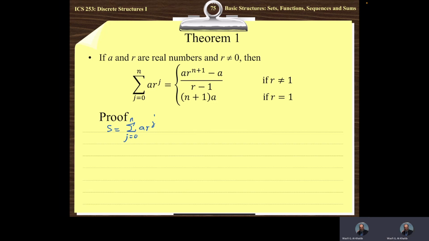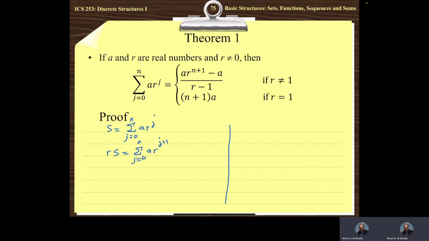So what I will do is the following. Let me first multiply by r. What do you think? Does it change anything if I multiply both sides by r? No. So r times S is equal to, if I multiply r by this summation, what would it become? The sum from j equals 0 to n of a r to the power j plus 1.